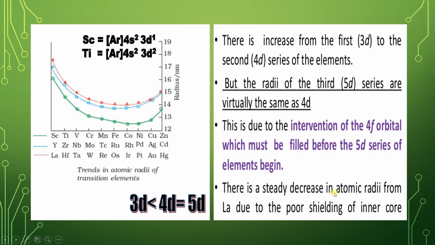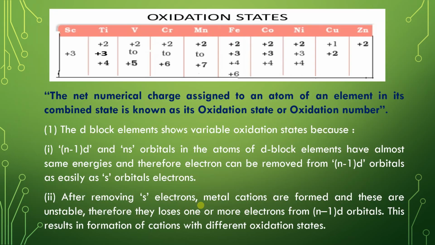There is a steady decrease in atomic radii from lanthanum due to the poor shielding of the inner core. So this is the order: the 3d series is less than 4d, but the 4d and 5d series have almost the same atomic and ionic radii, due to lanthanide contraction. So next, oxidation state, a very important characteristic property. Oxidation state is the net numerical charge assigned to an atom of an element in its combined state, known as its oxidation state or oxidation number.